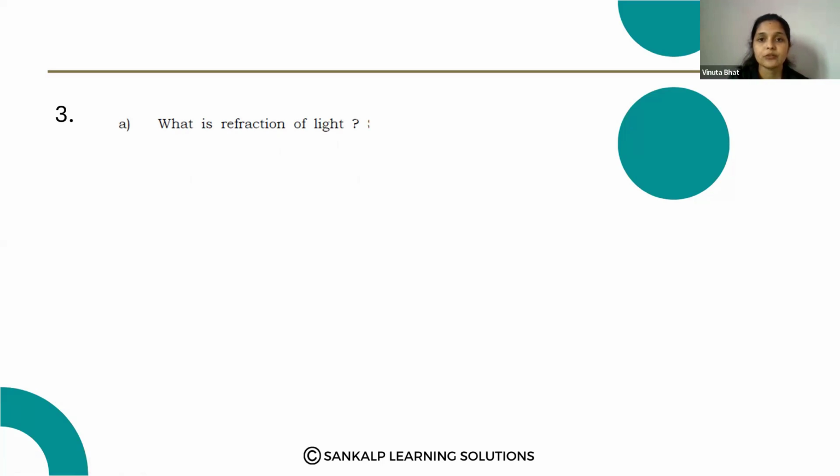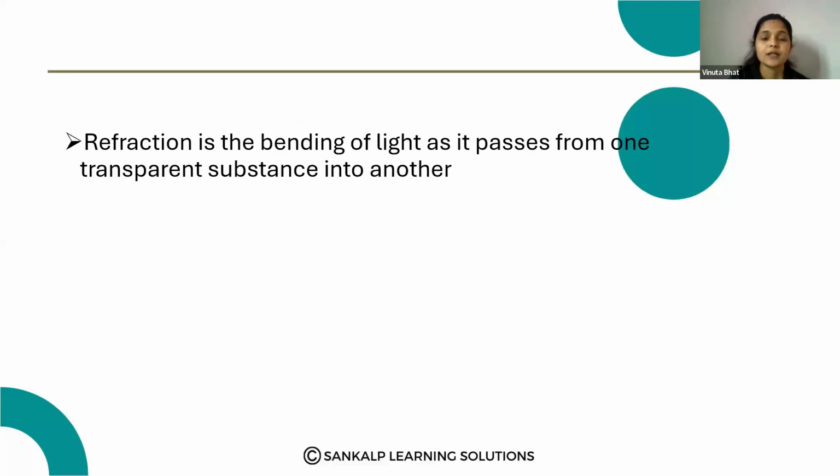Commonly, you know the words reflection and refraction. So what is the definition of the refraction of light? That is, refraction is the bending of light as it passes from one transparent substance into another. So that is the refraction of light. Next question.